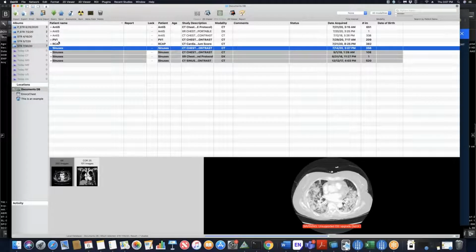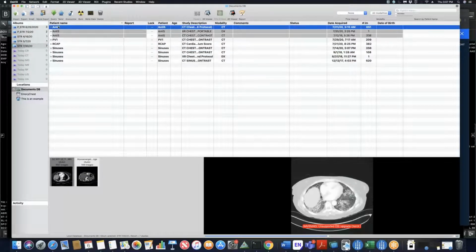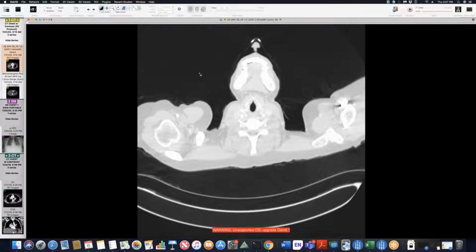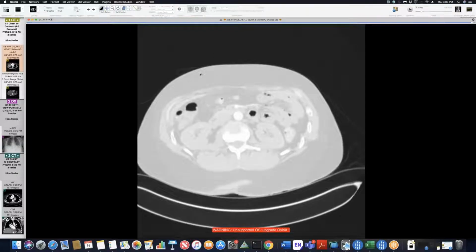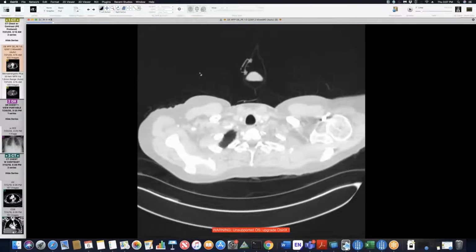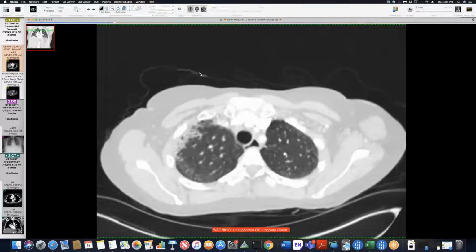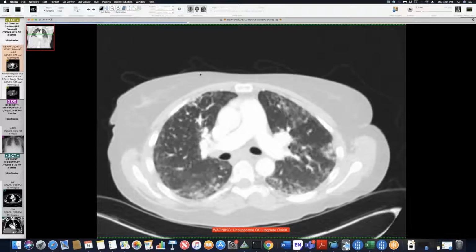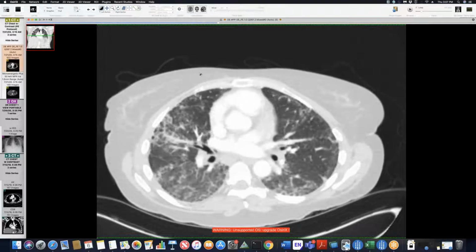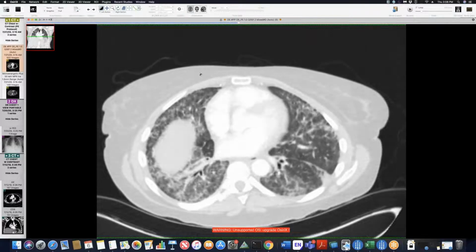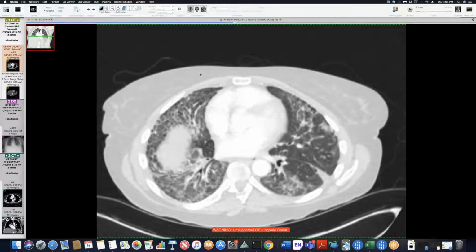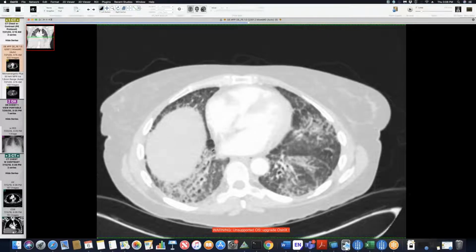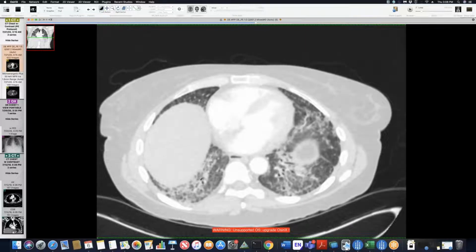Okay, so I'll show another one here. This is another chest CT. And so here's the CT. And so you just see this patchy ground glass, some architectural distortion. It looks like it's getting worse towards the lung bases. And there's maybe a little bit of traction here, but it definitely seems like it's getting worse.